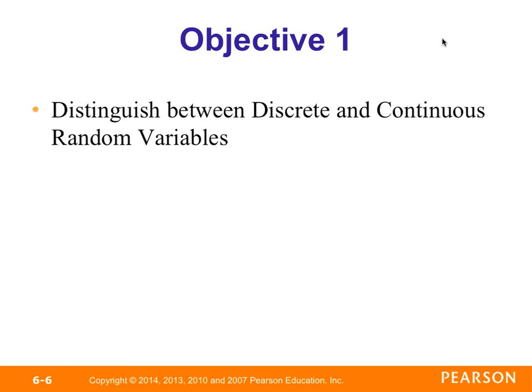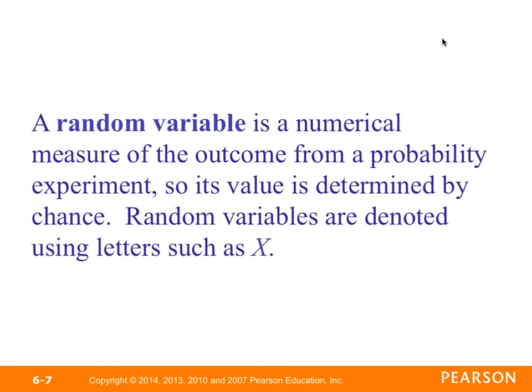So for objective 1, we want to learn how to distinguish between discrete and continuous random variables. We've learned about discrete and continuous before, so this shouldn't be too difficult. But first we want to define what a random variable is. A random variable is a numerical measure of the outcome from a probability experiment, so its value is determined by chance. Random variables are normally denoted using letters such as the capital letter X.